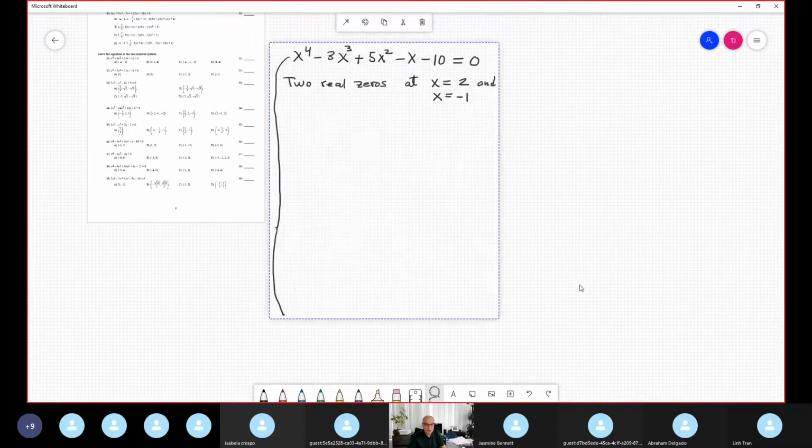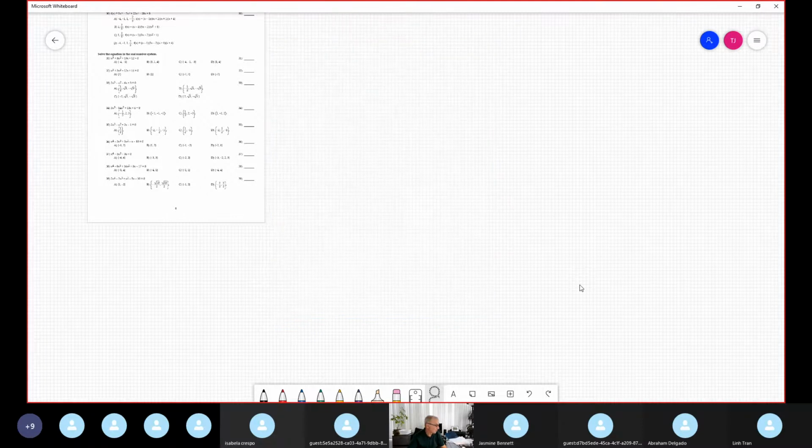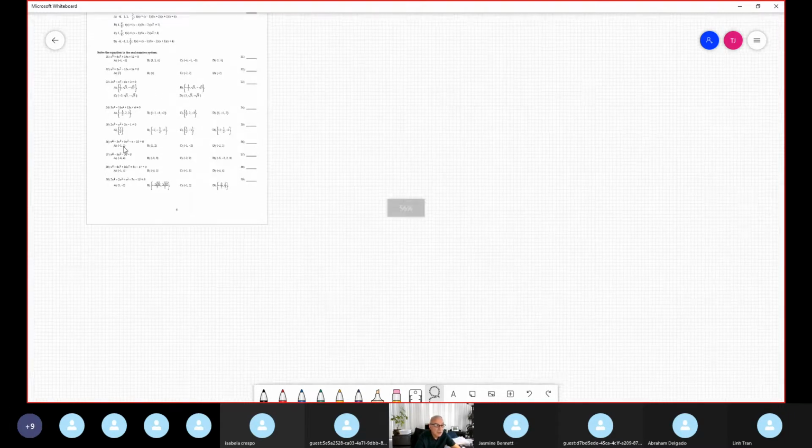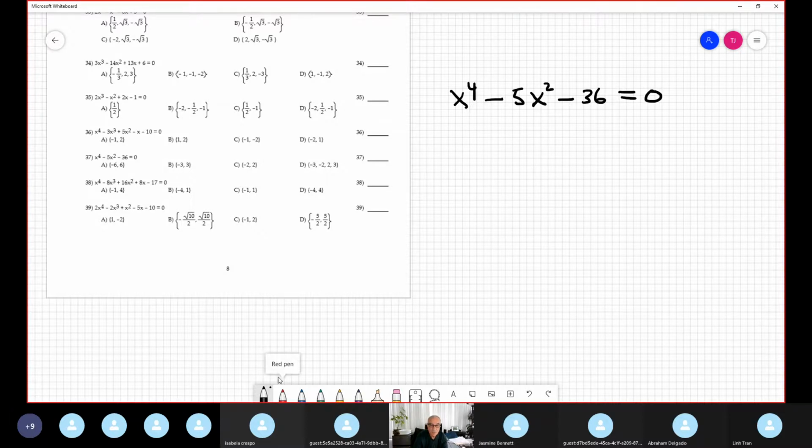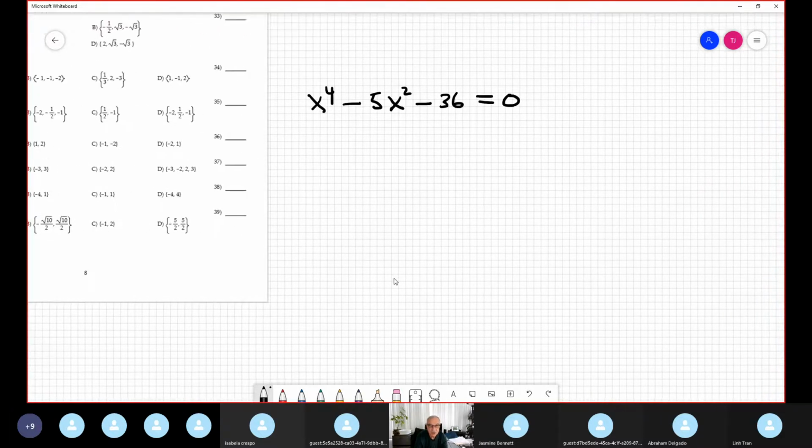For example, the next question, 37, is a classical example in which it's not necessary to do synthetic division. Because I consider it like a trinomial, I use my knowledge of intermediate algebra.